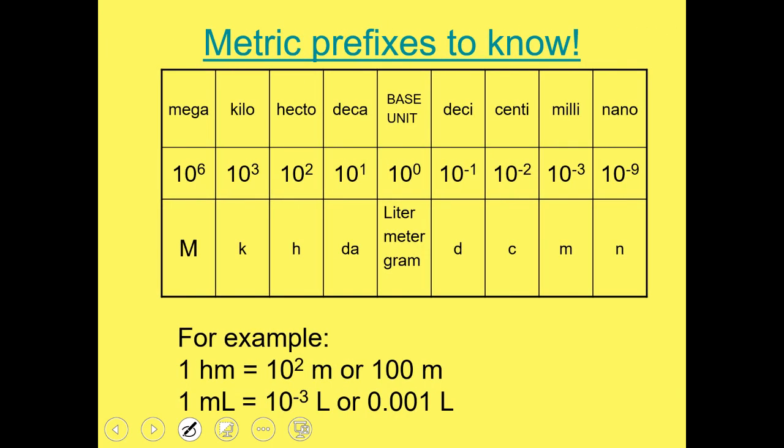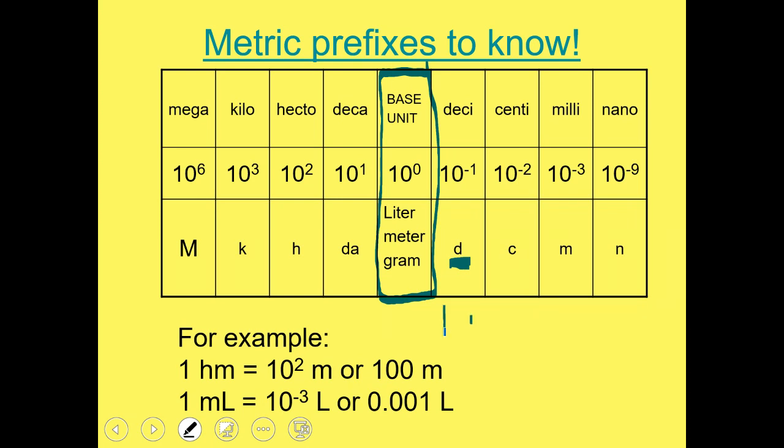Now, there are many more metric prefixes than this, but these are actually the ones that I want you to know. Here you have your base unit. There are other base units, but the three that you really need to know are the liter, the meter, and the gram, for volume, distance, and mass. And deci, centi, milli, and nano are fractions of the base unit. Here's the symbol to represent it, and then this number is how it's related to the base unit.